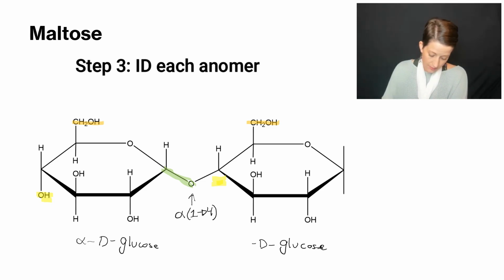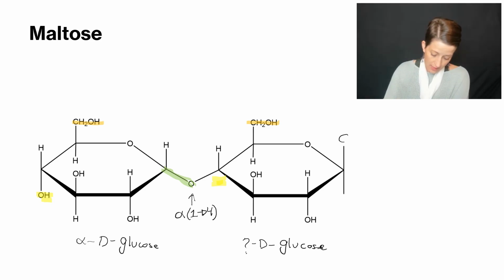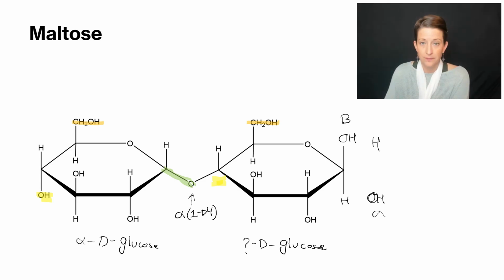The other monosaccharide, or D-glucose, can either be an alpha or a beta. It all depends on what's on that anomeric carbon. If the hydroxyl group is going above the carbon, that would be our beta anomer. If the hydroxyl group is going below the carbon, that would be our alpha anomer. So for glucose monosaccharide 2, it doesn't really matter. You just need to be able to identify which one we are talking about.